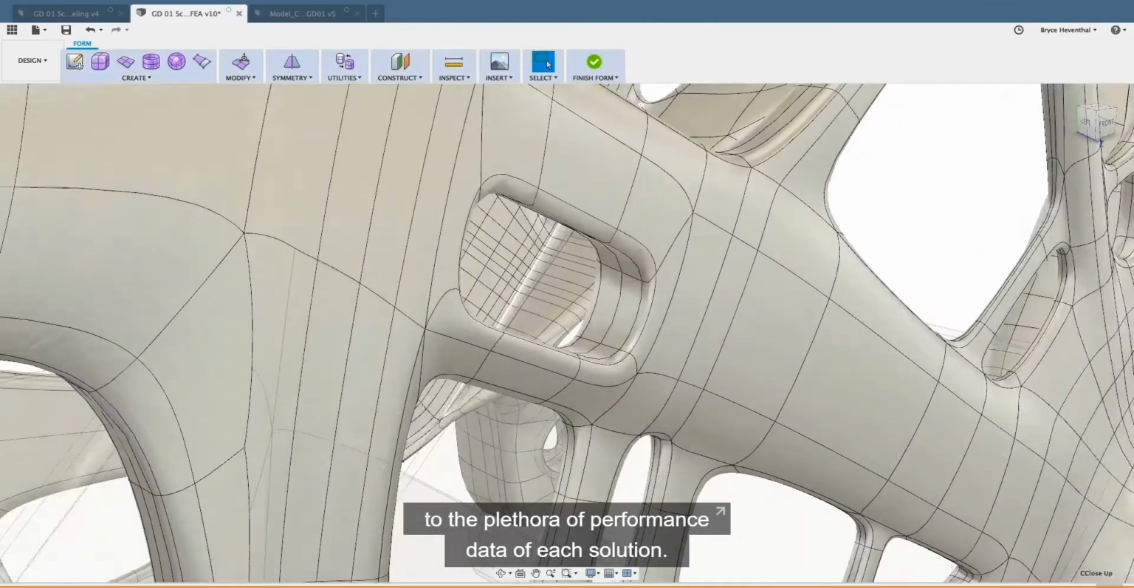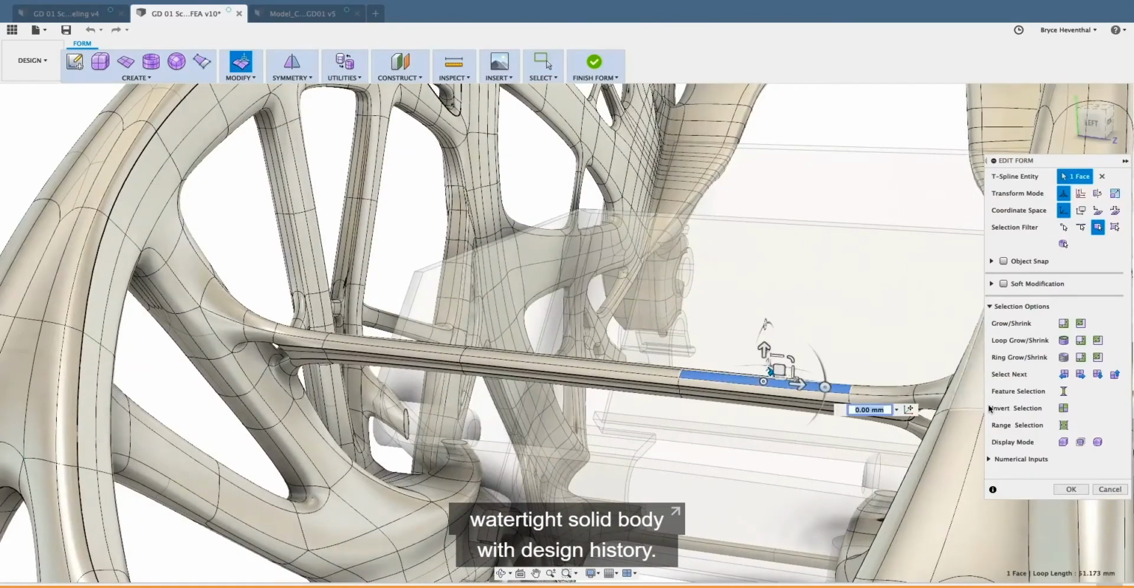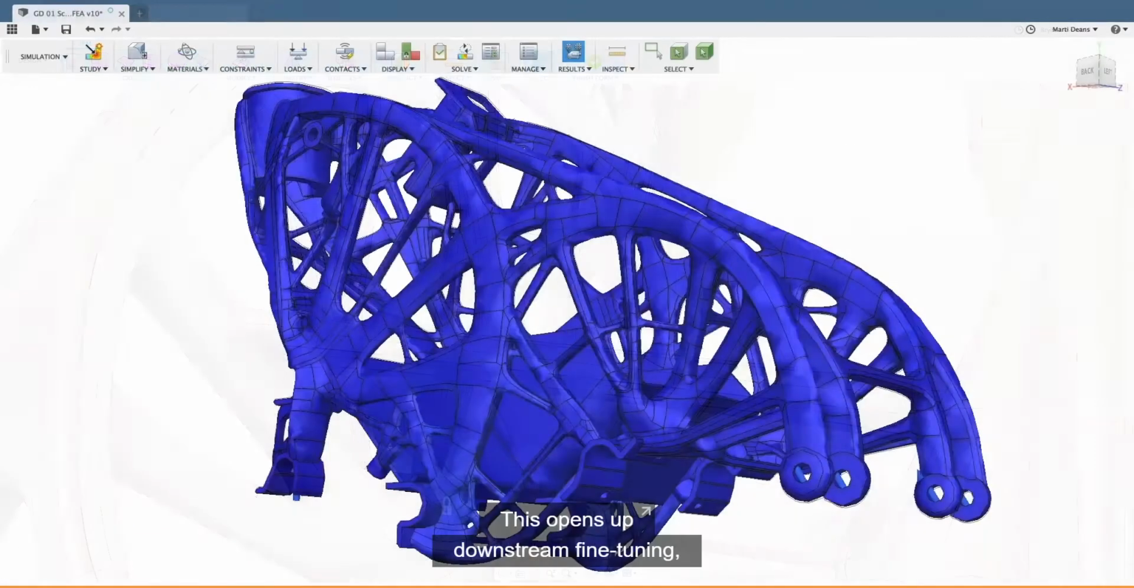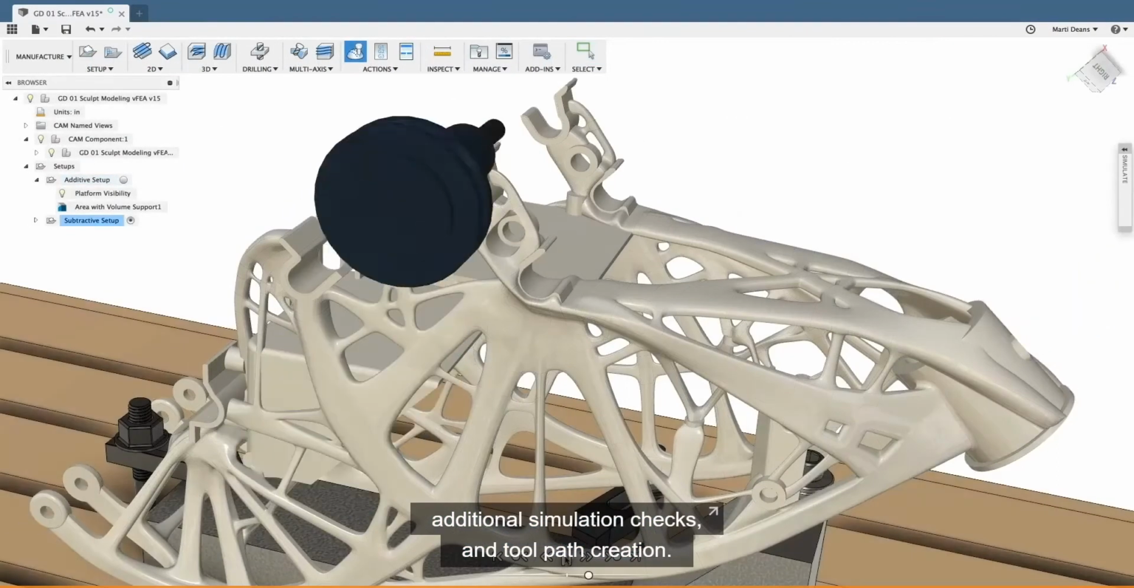each solution. The exported solution is a sculptable, editable, watertight solid body with design history. This opens up downstream fine-tuning, additional simulation checks, and toolpath creation.